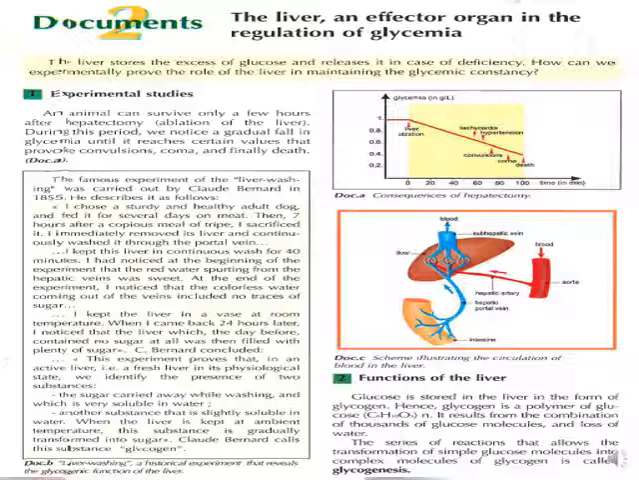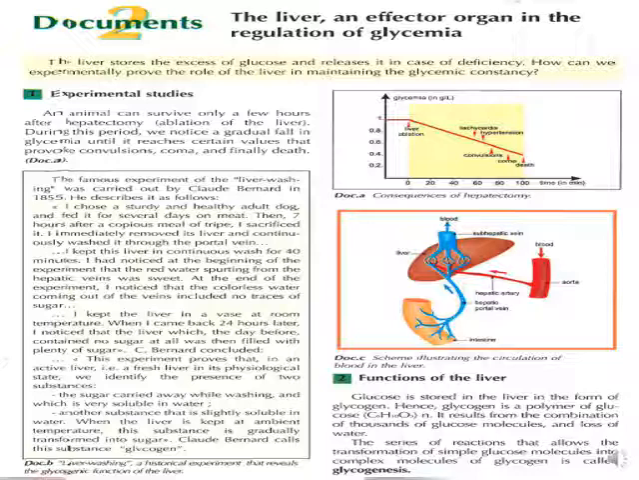So let's start with this. Experimental studies. An animal can survive only a few hours after hepatectomy. So hepatectomy is the ablation of the liver. Everything hepatic is related to the liver. So hepatectomy, like the case of ovarectomy in the first chapters. Ovarectomy is the removal or ablation of the ovaries. Here hepatectomy is the ablation of the liver.